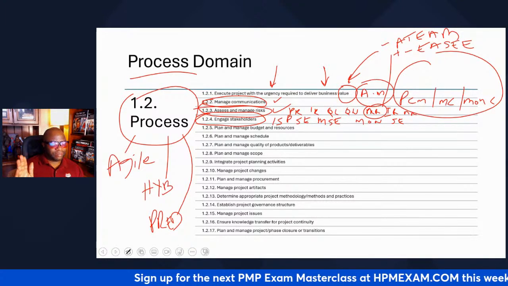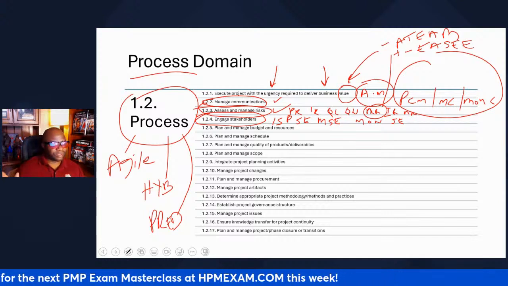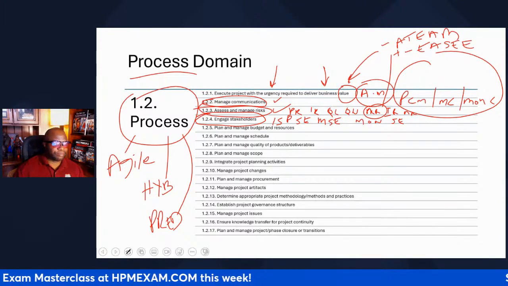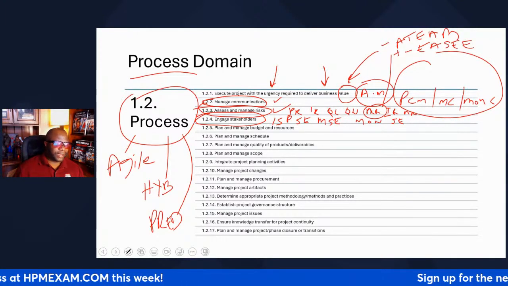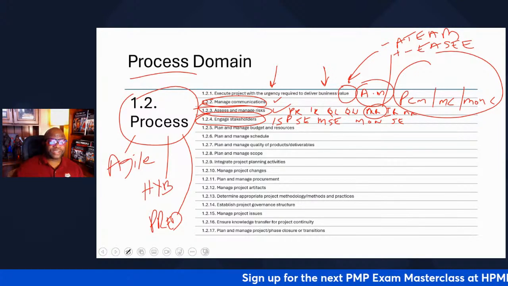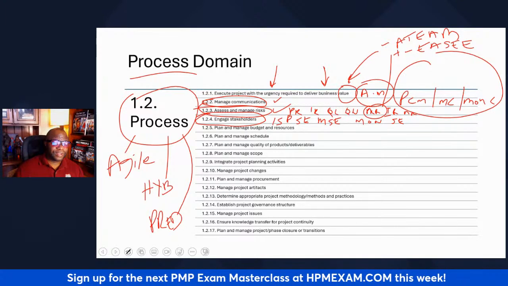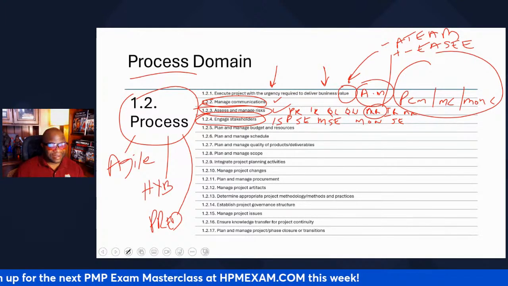You see why the exam could be tricky? You got to be able to think agilely and you got to be able to think predictively. And then you got to choose the line of best fit based on the questions. Okay, so this is how to make the exam easy. I'm teaching you how to simplify it. These are the things I expect you to do as you're studying for your PMP exam.